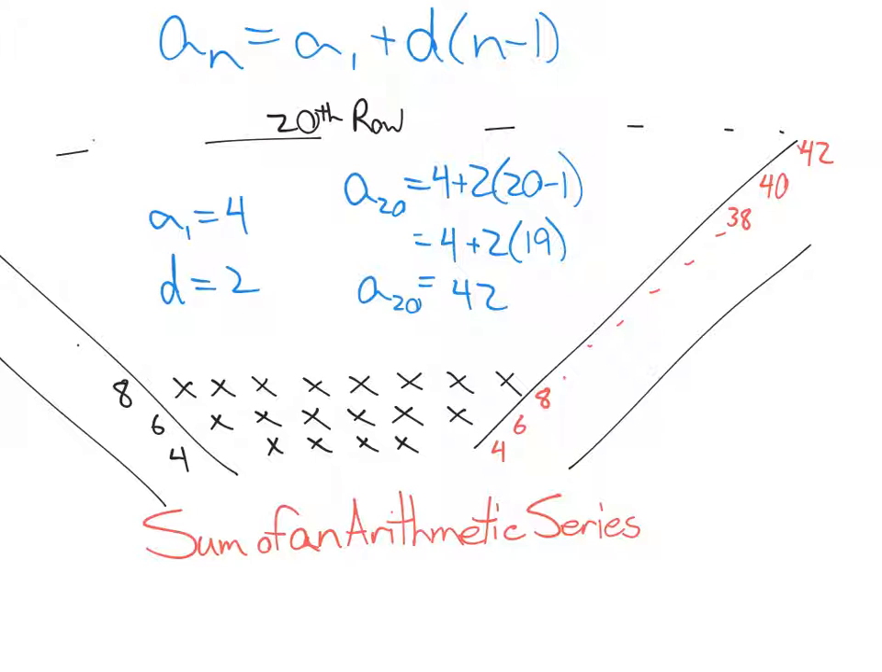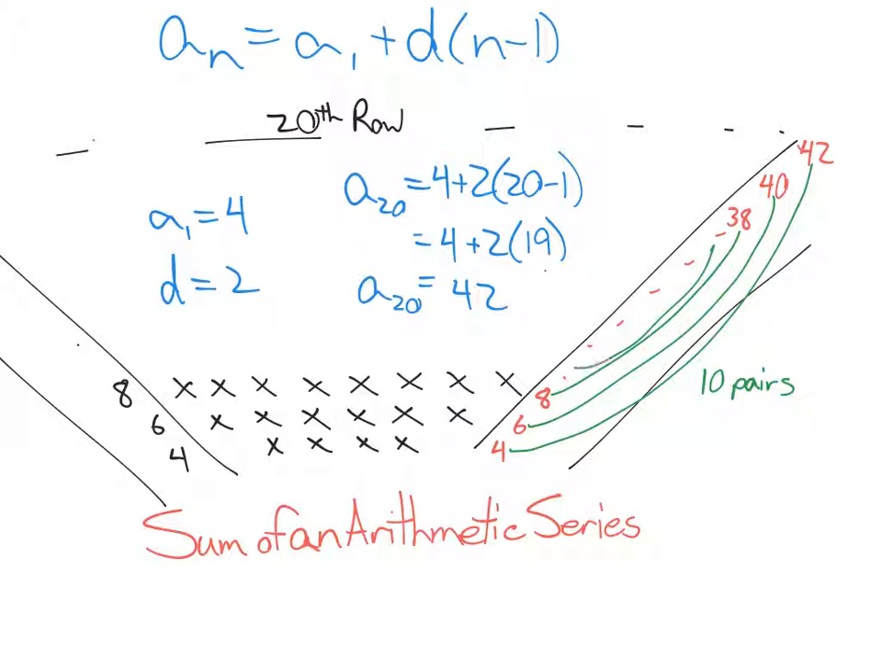Check this out, though. This is what's kind of neat. 4 plus 42 equals 46. 6 plus 40 equals 46, and 8 plus 38 equals 46. I can pair all of these up, and I'm going to get 46 every time. How many pairs would I end up with if I'm doing this with 20 rows? 10. I'm going to get 10 pairs.